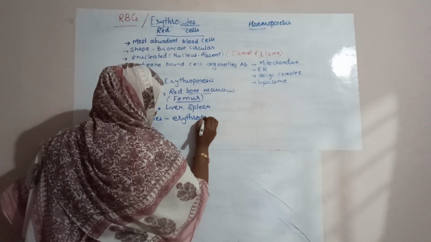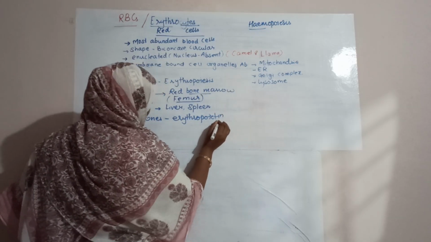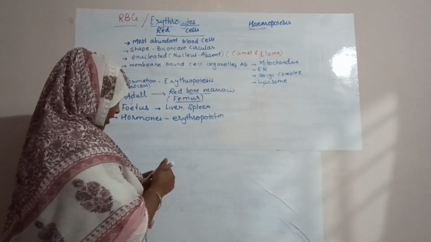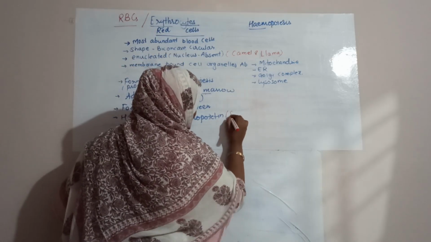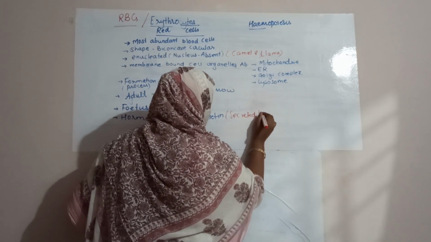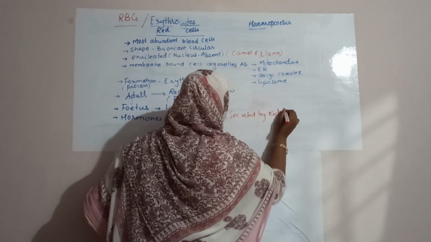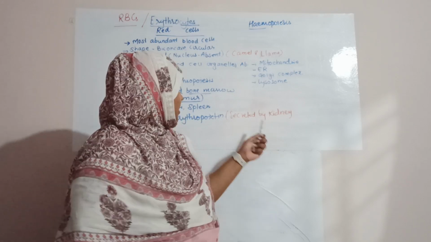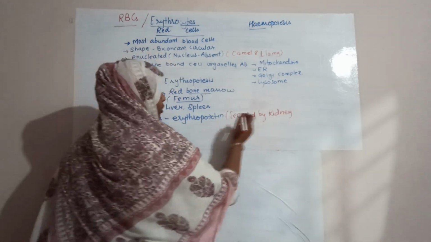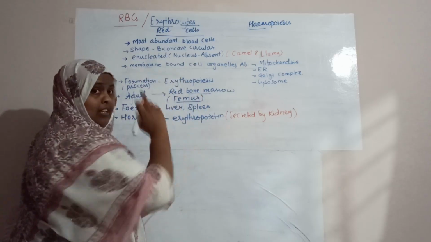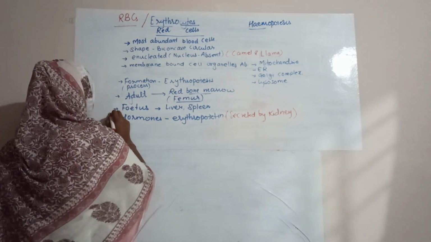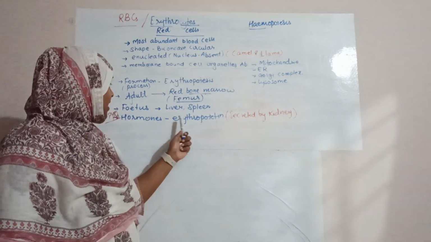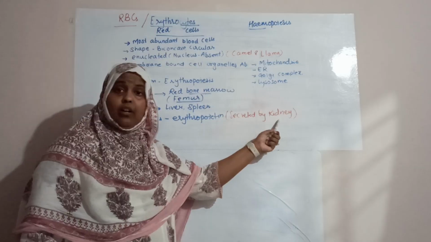Erythropoietin. Which hormone? The erythropoietin hormone is responsible for the erythropoiesis process, and this erythropoietin hormone is secreted by the kidney. In a previous chapter also we studied that the kidney secretes the erythropoietin hormone, and which cell of the kidney? The juxtaglomerular cell secretes the erythropoietin. So the erythropoietin hormone is responsible for the erythropoiesis, and this is also a PYQ question. So which hormone is responsible for the erythropoiesis? Yes, erythropoietin, secreted by which organ?